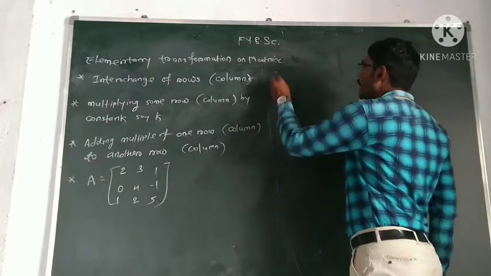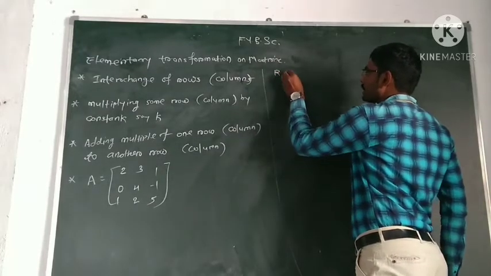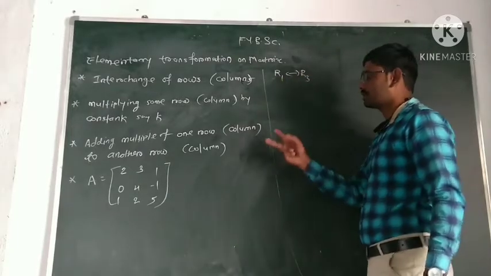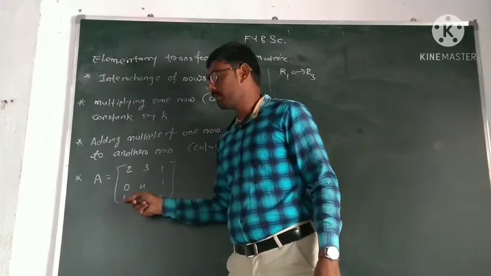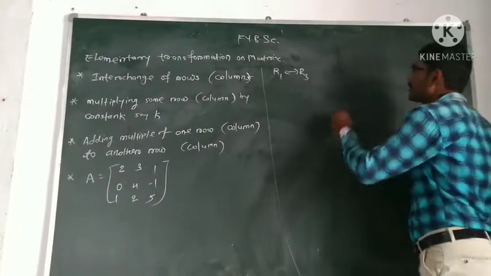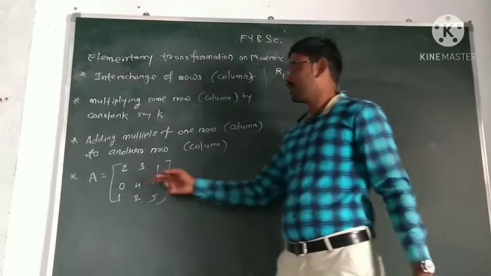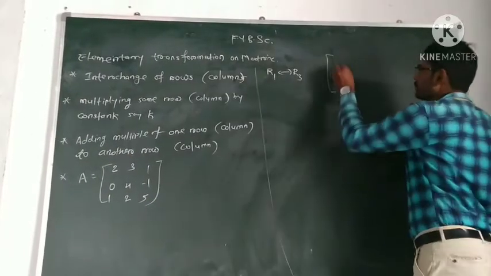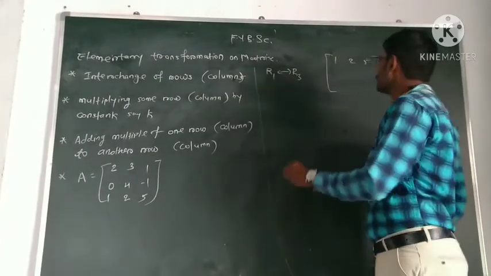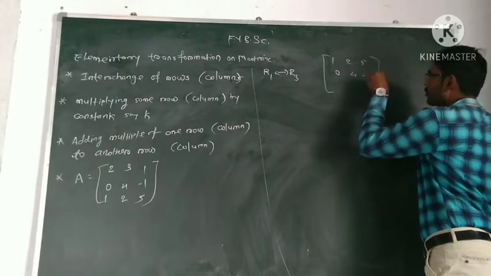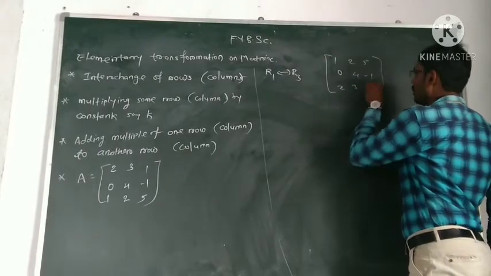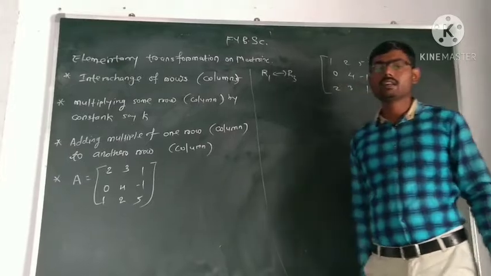So R1 interchanged with R3, or we can write R13. That is the interchange of the first row and third row. If we apply this elementary transformation to this matrix, our matrix will become like this. The third row becomes the first row, so 1, 2, 5. The second row is as it is, 0, 4, minus 1. And the first row becomes the third row, 2, 3, 1. This is one elementary transformation.